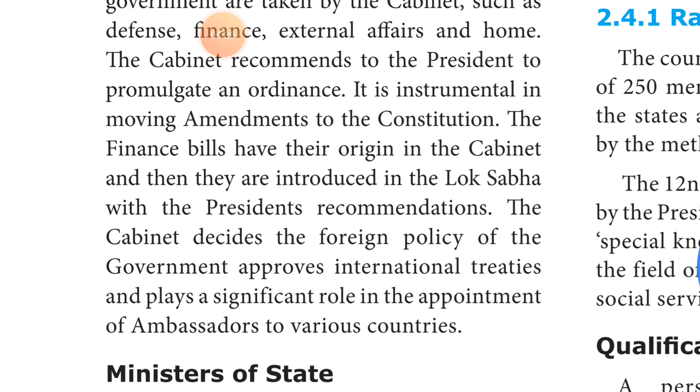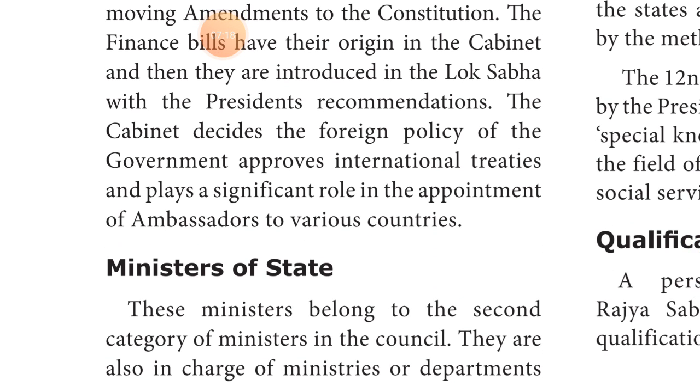The Cabinet decides the foreign policy of the government, approves international treaties and plays a significant role in the appointment of ambassadors to various countries. That means the cabinet ministers decide the foreign policy. For example, if India makes a treaty with Pakistan, Sri Lanka, Nepal or Bhutan, first the Prime Minister discusses with the cabinet ministers, and also the appointment of ambassadors. So this is the cabinet minister. Cabinet minister means the senior ministers; among the ministers, every matter is discussed by the cabinet ministers only. Okay, that's all.